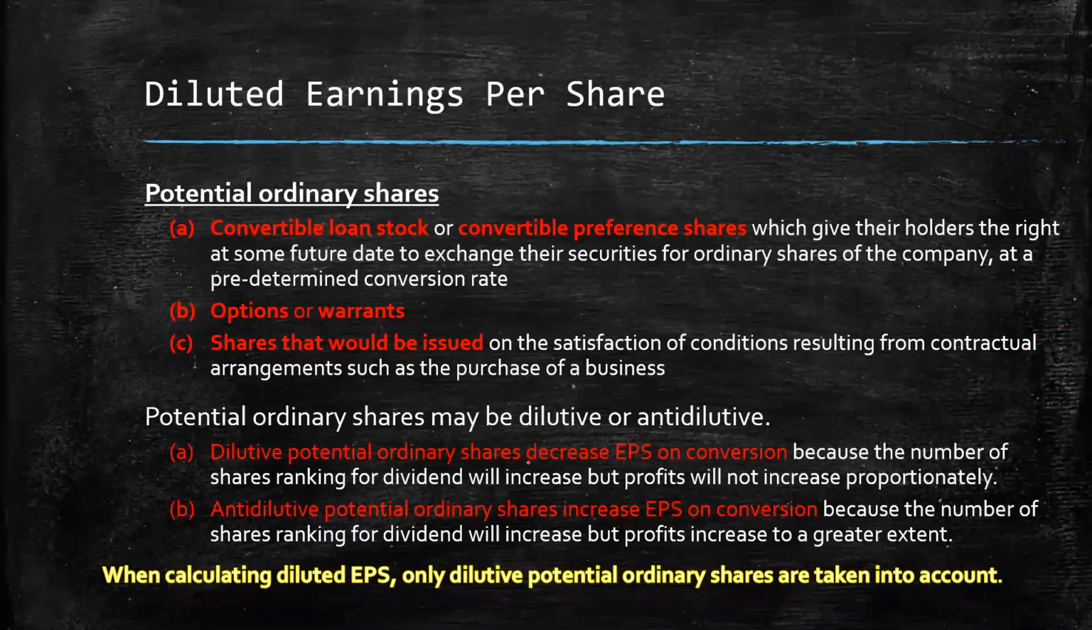Dilutive potential ordinary shares decrease EPS on conversion.